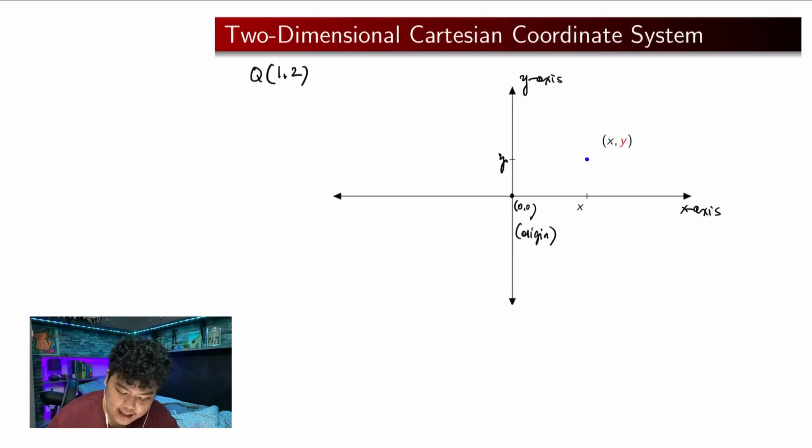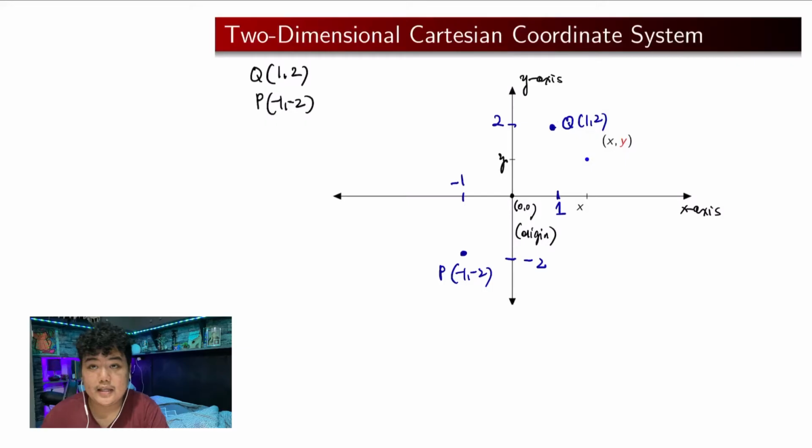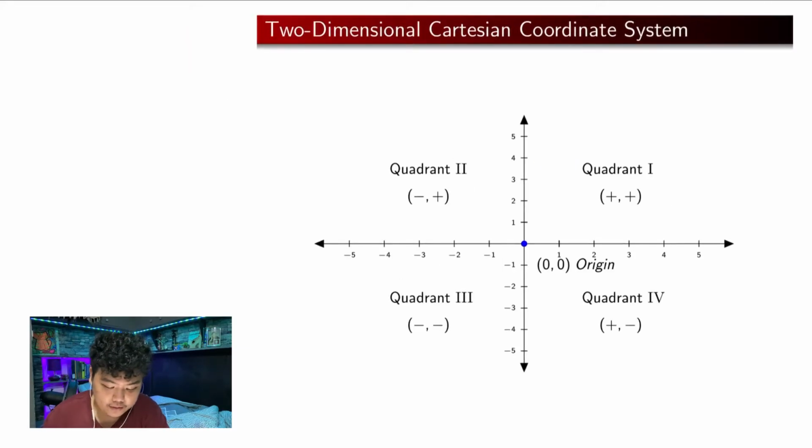Okay, let us plot the point 1, 2. So, hanapin sa x-axis ang 1. Let's say, this is 1. And this is 2. So, this is Q. How about, let's say, P, negative 1, negative 2. So, hanapin si negative 1 sa x. Hanapin si negative 2 sa y. So this point is P. Okay, so nagets ba yun? Huwag na tayo masyadong mag-dwell into that.